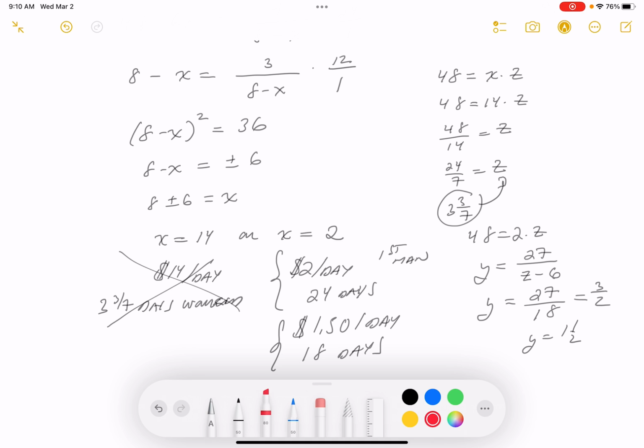Let me get my red pen out, and we'll look at it. It says the first man's daily rate is $2 a day, and he worked for 24 days. I see that clearly. The second man's rate's $1.50 a day, and he worked for 18 days. We're doing fine. Thank you.